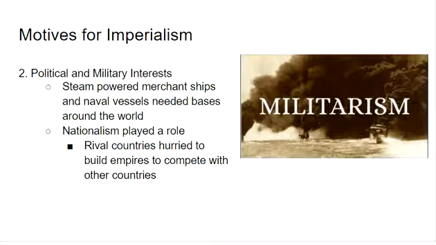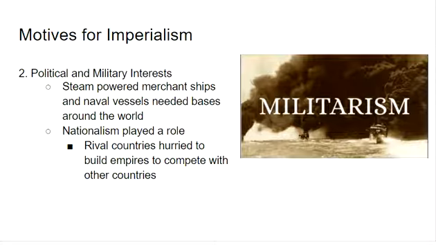The second motive for imperialism is the political and military interests. Steam-powered merchant ships and naval vessels needed bases around the world so that they could have a faster reaction time if war or invasion had to happen.